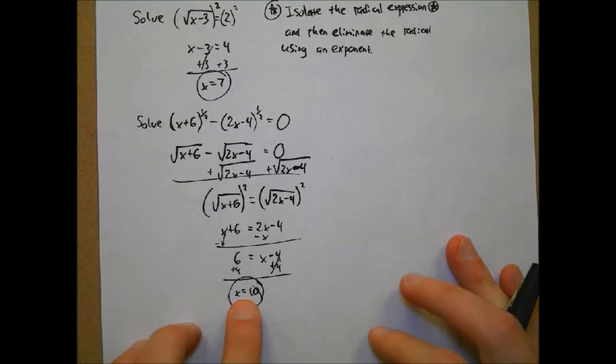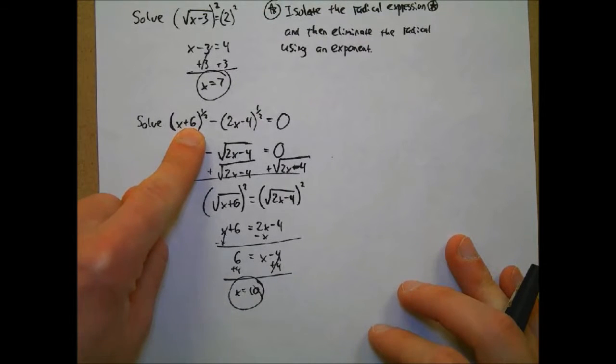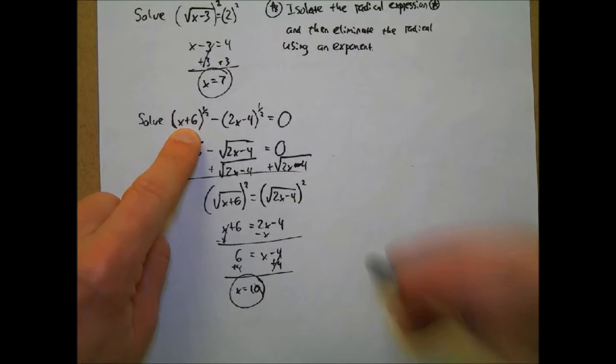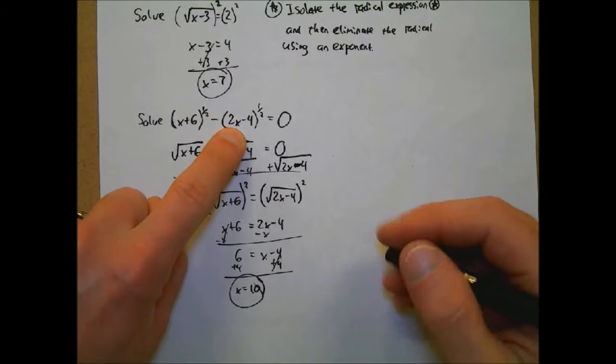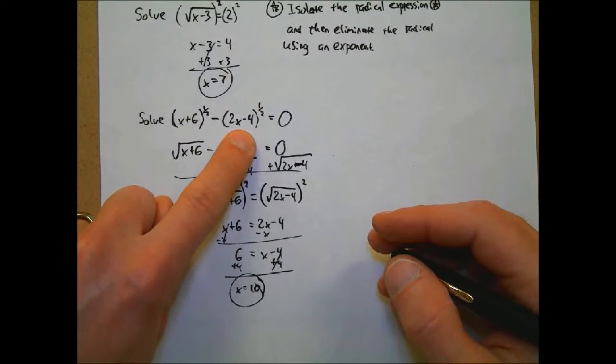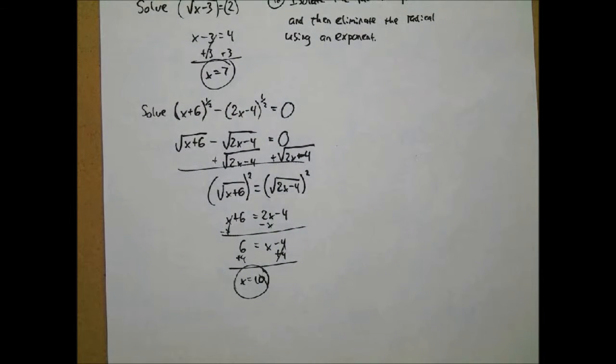Let's check it, right? What's 10 plus 6? 16. What's the square root of 16? 4. Okay. What's 2 times 10? 20. Take away 4. What's the square root of 16? So we have 4 minus 4. Is that 0? Yes, it is. So 10 works. Okay, 10 works.